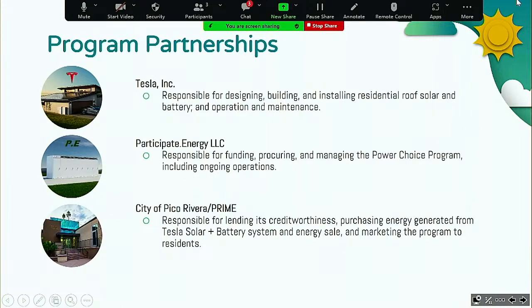Under this potential partnership, Tesla would provide the infrastructure and maintenance over the life of the agreements. Participate Energy would finance the equipment and operation and maintenance. And the city of Pico Rivera, through Prime, would lend its creditworthiness to ensure no credit check for Prime customers and would also market the program to Prime Pico Rivera residents.